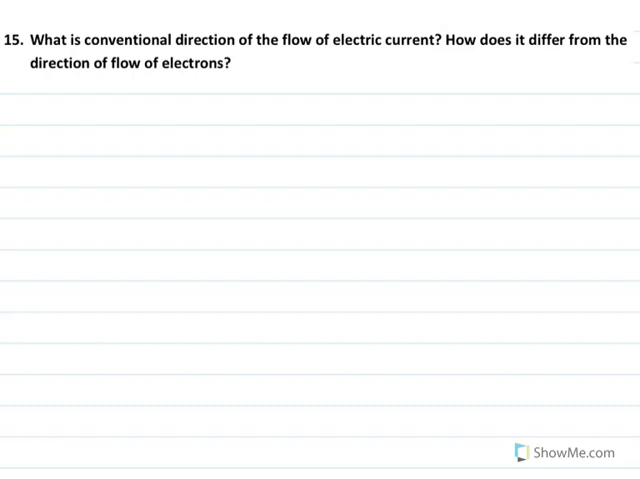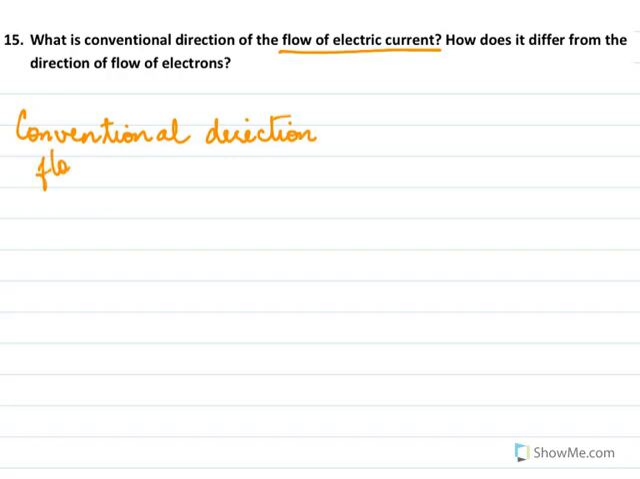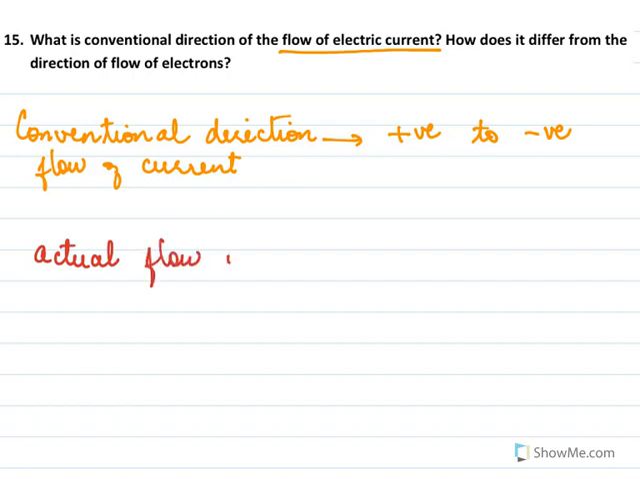What is the conventional direction of flow of electric current? Now, the conventional direction of flow of current is from positive terminal to negative terminal, and the actual flow of electrons is from negative to positive.